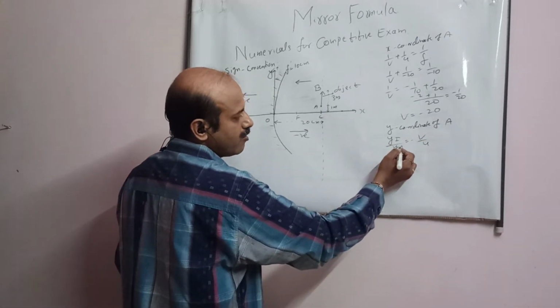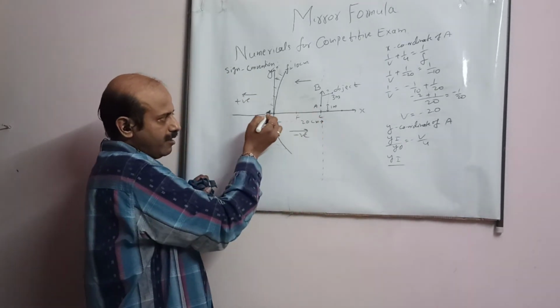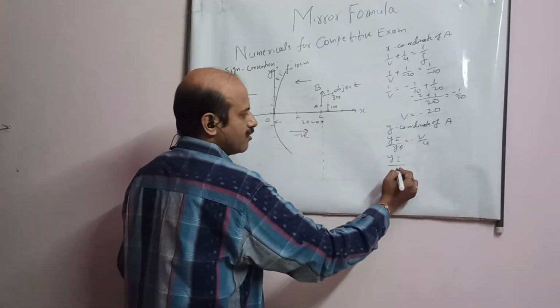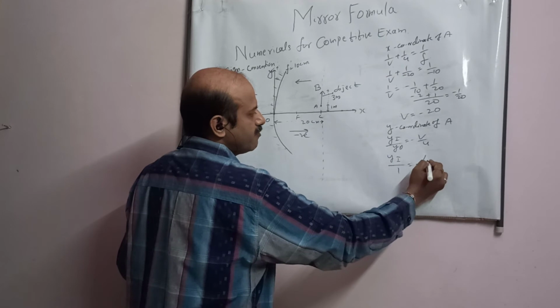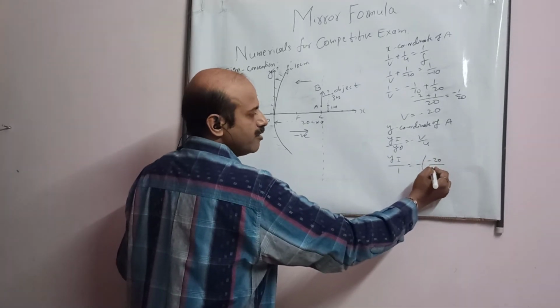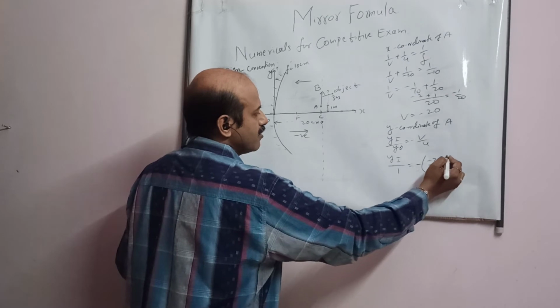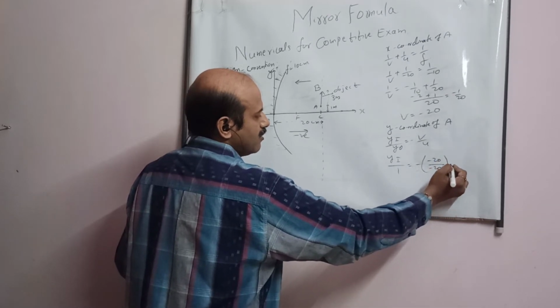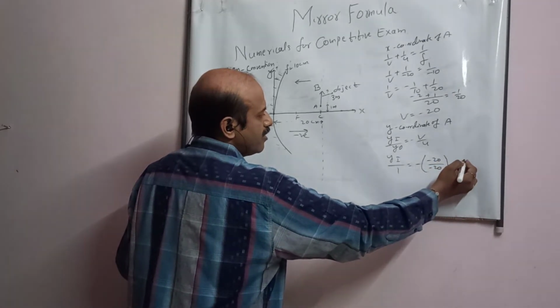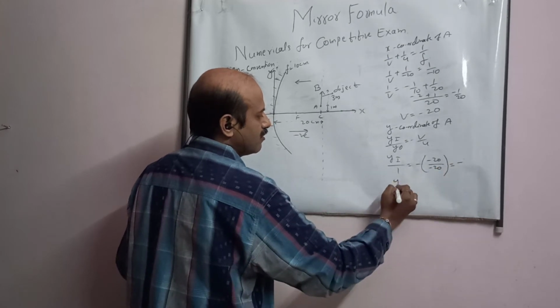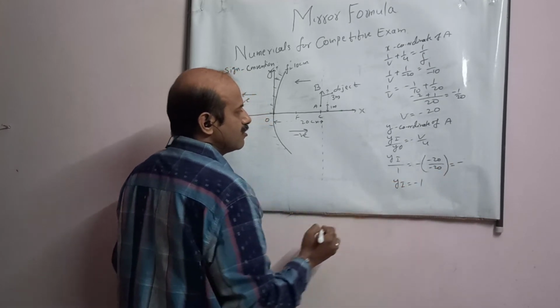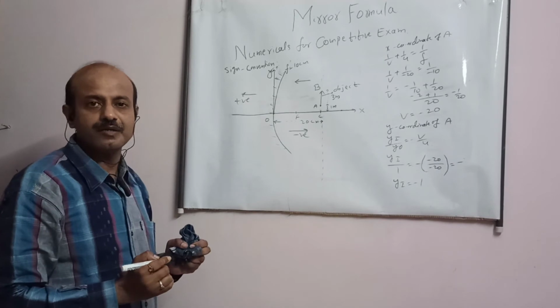Now student, what is the y coordinate of the object? See, it is at 1 meter above the origin. So this is 1. Minus v is minus 20 and u is also minus 20, student. So y coordinate comes out to be minus 1. So what is the meaning of minus 1, student?